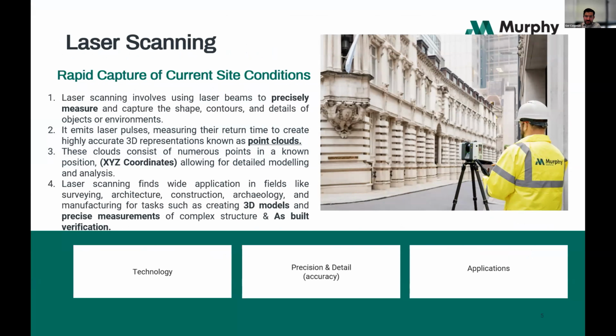It involves using laser beams to precisely measure and capture the shape, contours, and details of objects and environments. By emitting laser pulses, it shoots them out and they return, and it knows the time, to create highly accurate 3D representations known as point clouds. These clouds consist of numerous points in a known position: XYZ coordinates, longitude, latitude, millimeters, eastings and northings, allowing for different modeling and analysis capabilities. Laser scanning finds wide applications in fields like surveying, architecture, construction, archaeology, and manufacturing for tasks such as creating 3D models, precise measurements, and as-built verification.